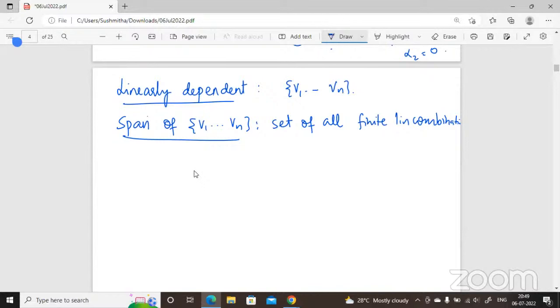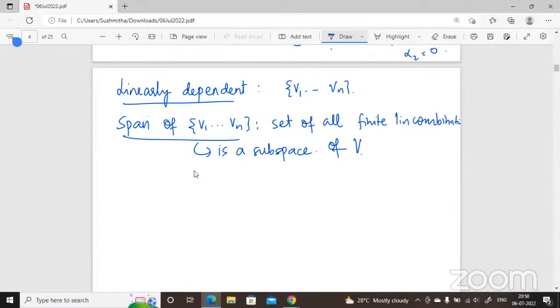So when you want to take the span of a set, you're generating all possible vectors by using linear combinations. It means you're multiplying with scalars, adding and all that, and then you're generating as many vectors as possible. That is called the span of a set. And the span of a set is a subspace. It's a subspace of V, where V is the set from where we took these vectors V1, V2, Vn. The span of a set is always a subspace.